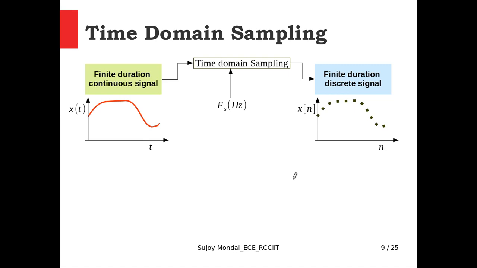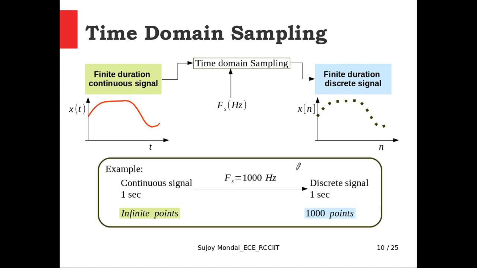Now the question is, why do I need this time domain sampling? Just consider one example. Let's say the input signal has a duration of 1 second. Within 1 second there are an infinite number of points, which is not feasible to store in computers. But if we sample the signal, let's say with sampling frequency 1000 Hz, and we consider that the input signal is band limited in such a way that 1000 Hz sampling frequency is sufficient to keep all the frequency components without frequency domain aliasing.